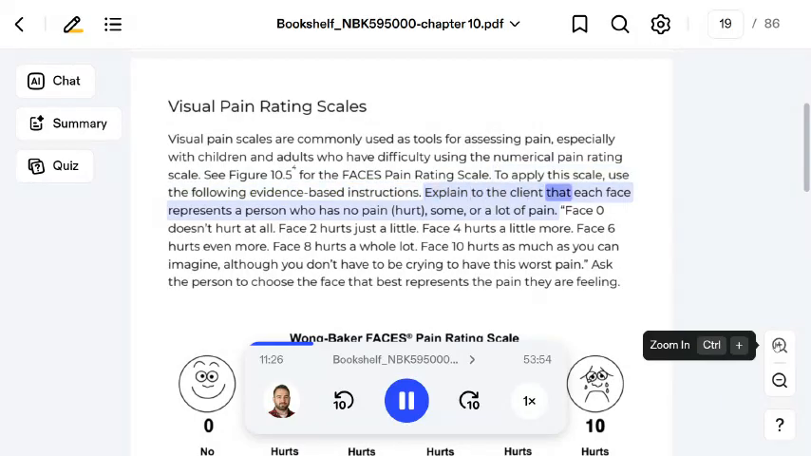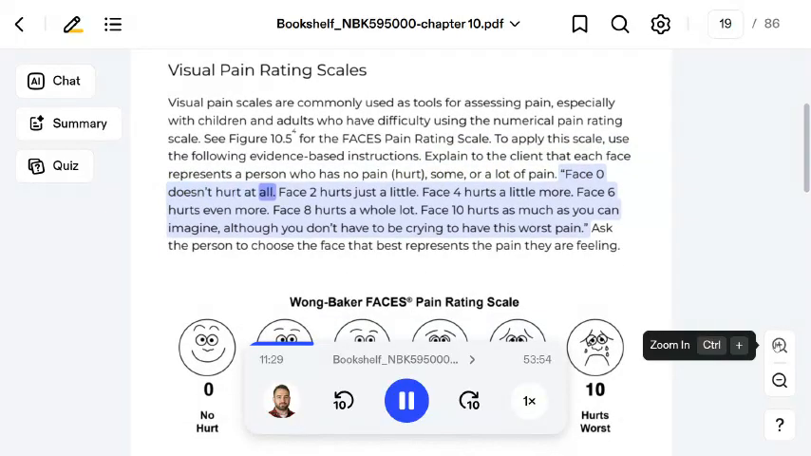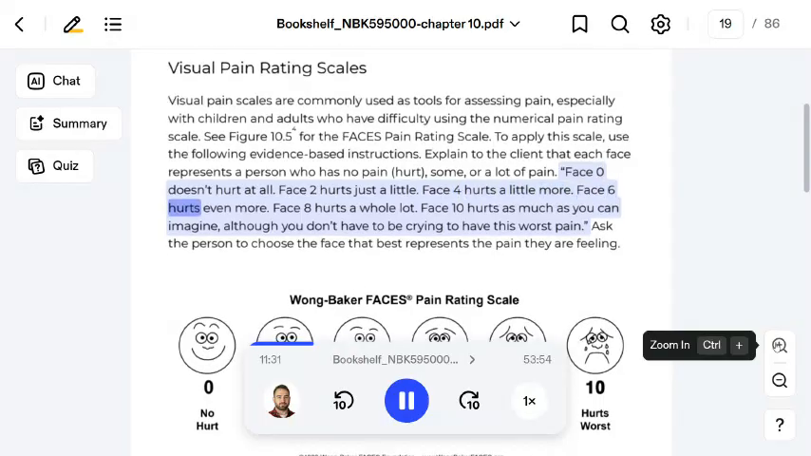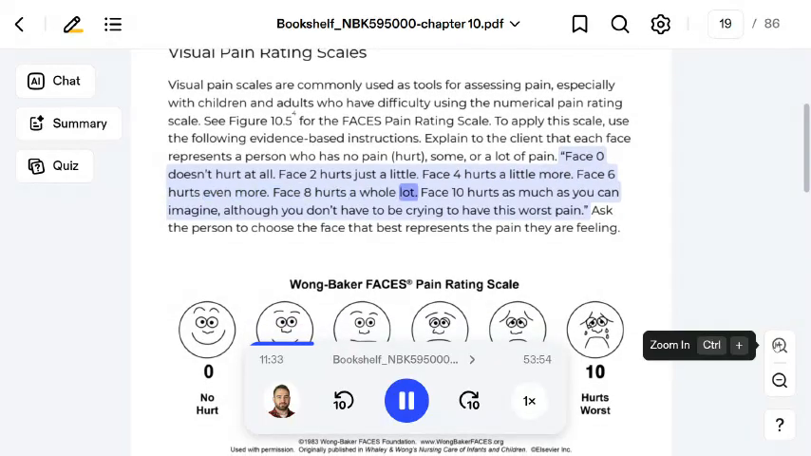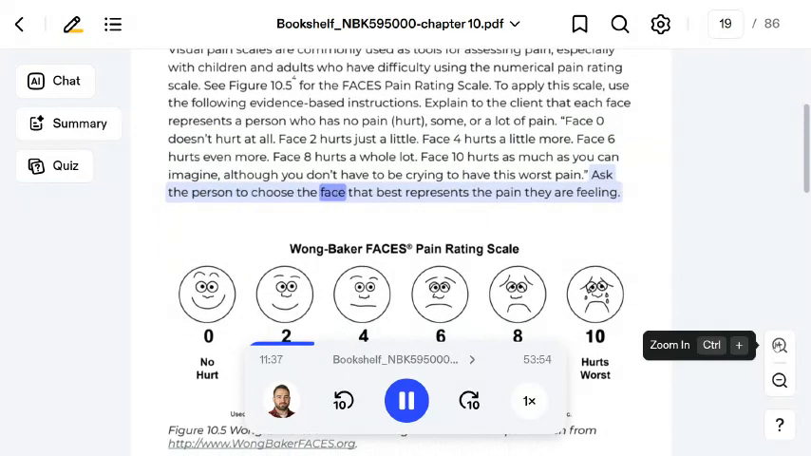Explain to the client that each face represents a person who has no pain, some, or a lot of pain. Face 0 doesn't hurt at all. Face 2 hurts just a little. Face 4 hurts a little more. Face 6 hurts even more. Face 8 hurts a whole lot. Face 10 hurts as much as you can imagine, although you don't have to be crying to have this worst pain. Ask the person to choose the face that best represents the pain they are feeling.